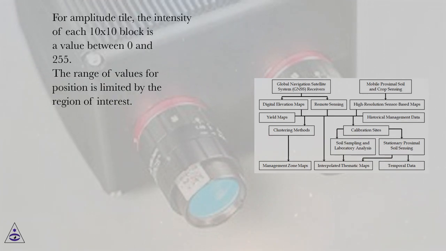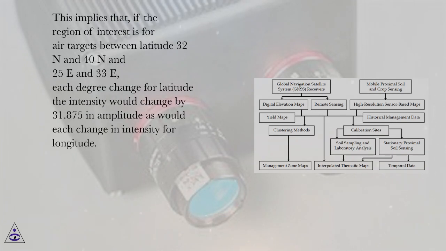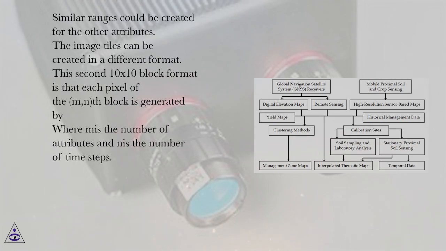For the amplitude tile, the intensity of each 10 by 10 block is a value between 0 and 255. The range of values for position is limited by the region of interest. This implies that, if the region of interest is for air targets between latitude 32N and 40N and 25E and 33E, for each degree change for latitude, the intensity would change by 31.875 in amplitude, as would each change in intensity for longitude. Similar ranges could be created for the other attributes.